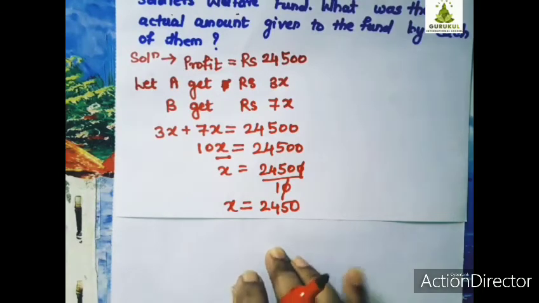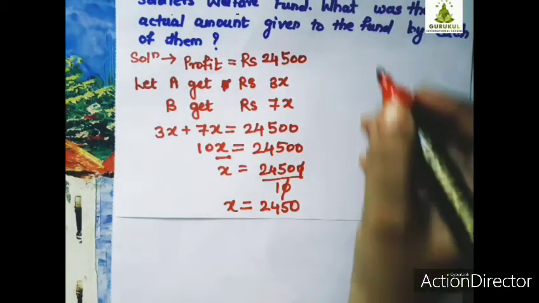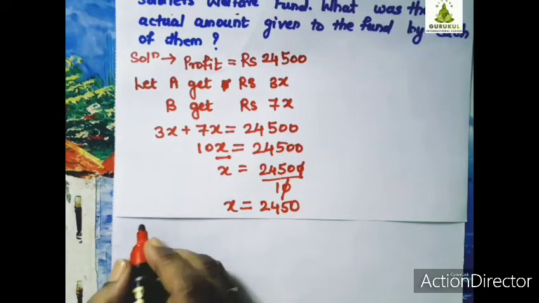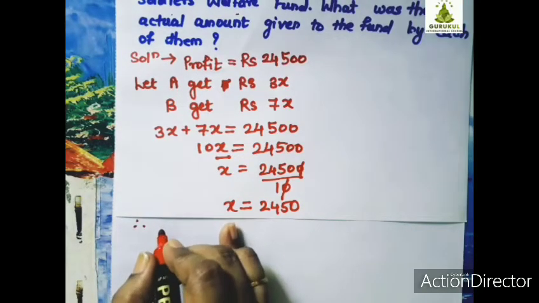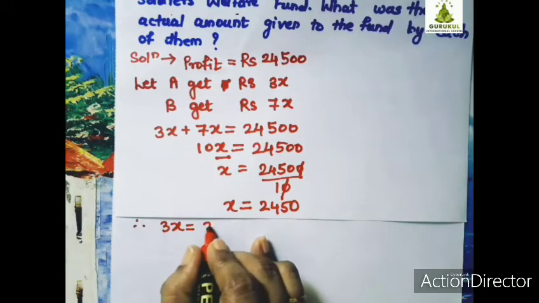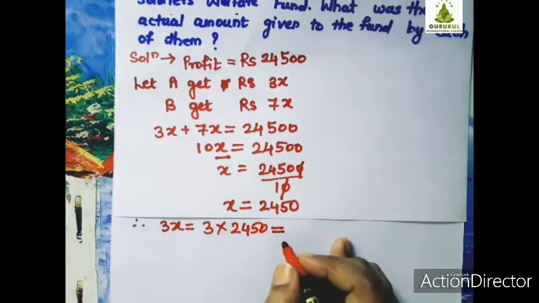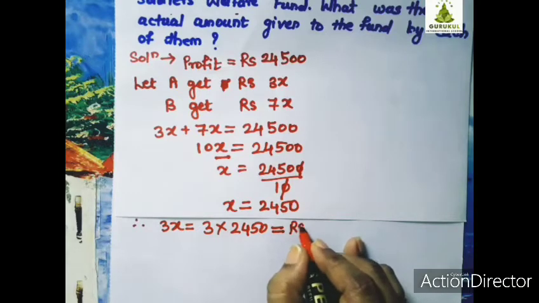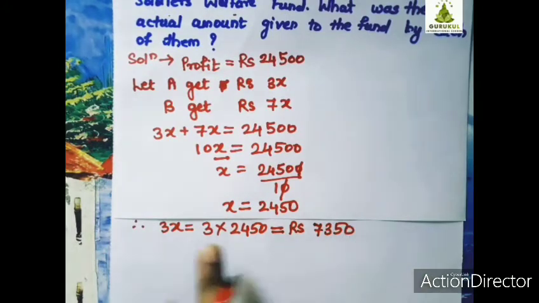Now we got the value of x, so we will calculate the profit of A. Okay, we will continue on this side. Therefore 3x is equal to 3 into 2,450. 2,450 into 3 will get rupees 7350. Okay, if you do the multiplication in rough work, you will get that amount.